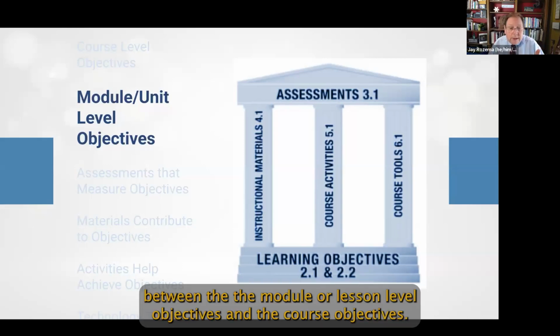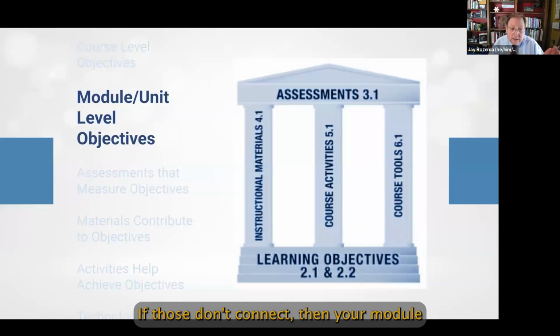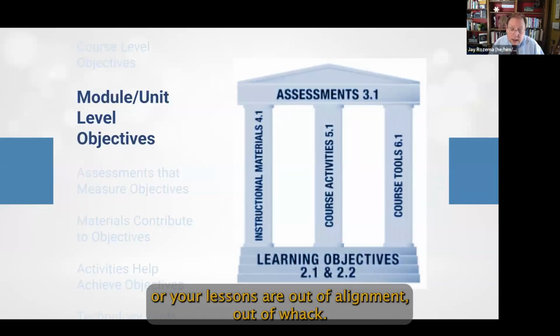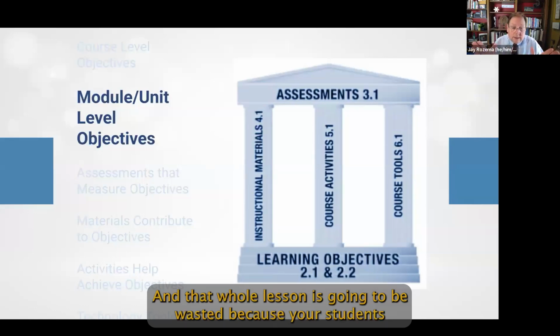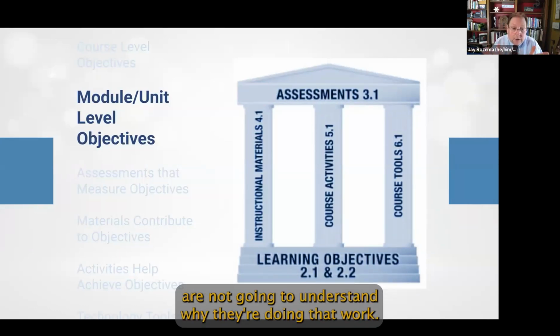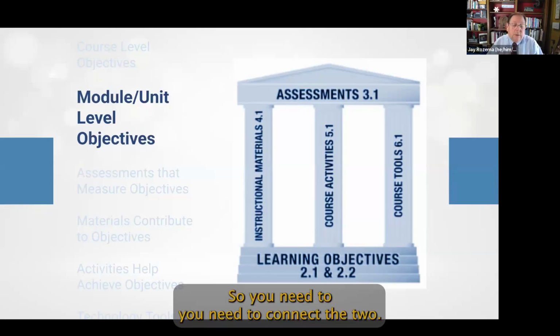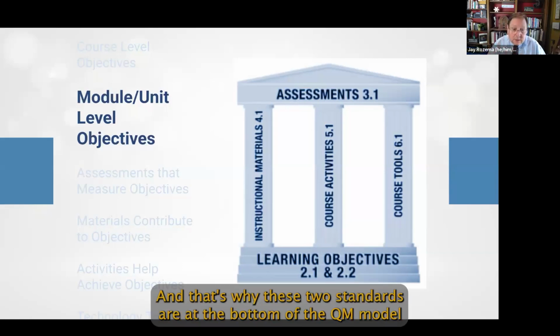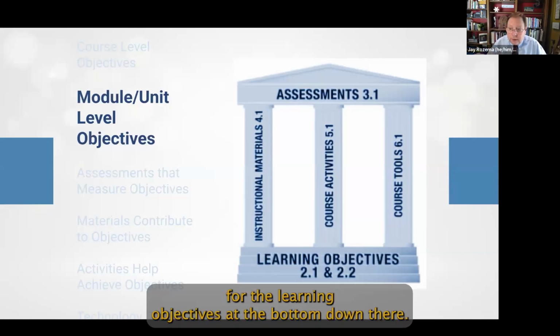The connection between the module or lesson level objectives and the course objectives, if those don't connect, then your module or your lessons are out of alignment, out of whack. And that whole lesson is going to be wasted because your students are not going to understand why they're doing that work. So you need to connect the two. And that's why these two standards are at the bottom of the QM model for the learning objectives down there.